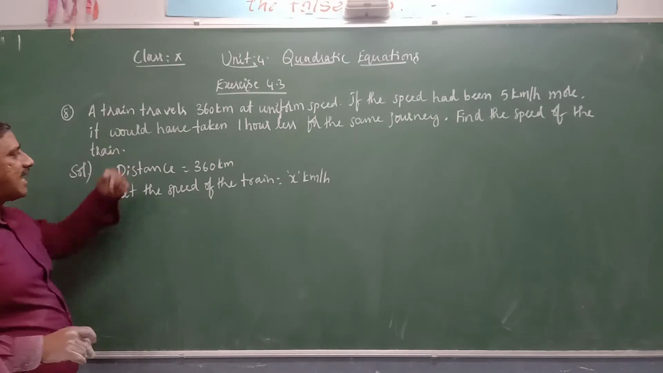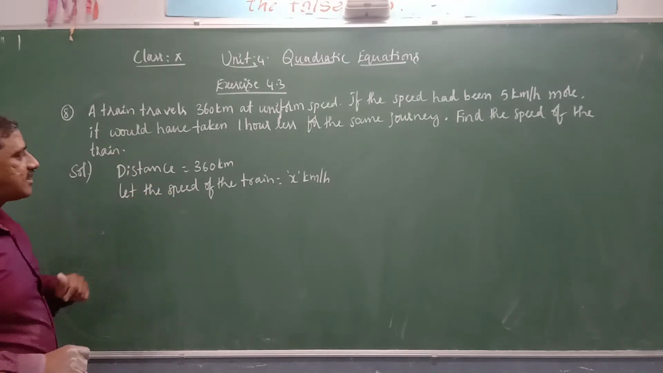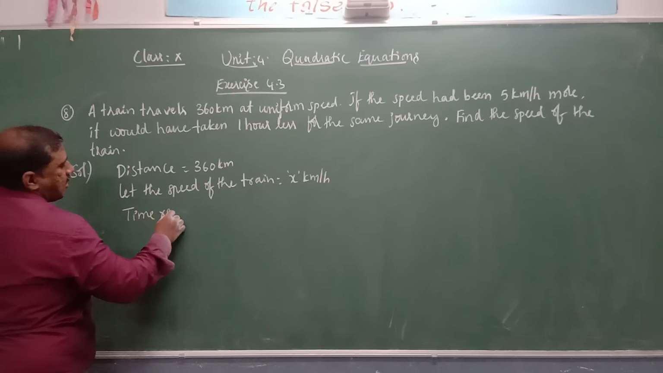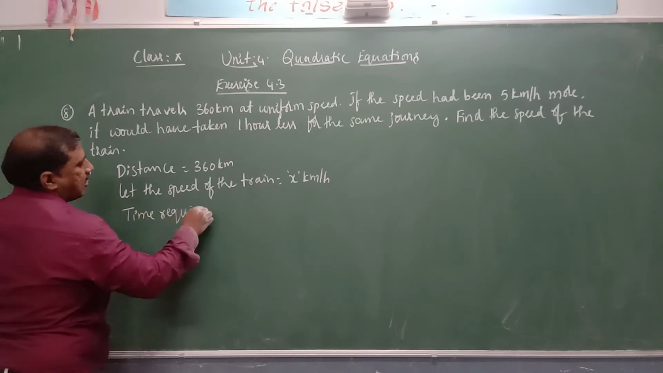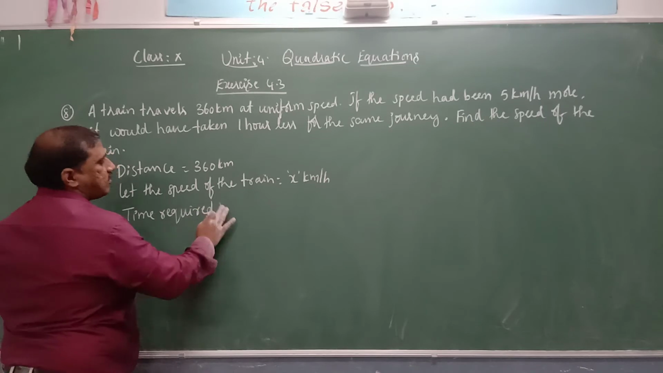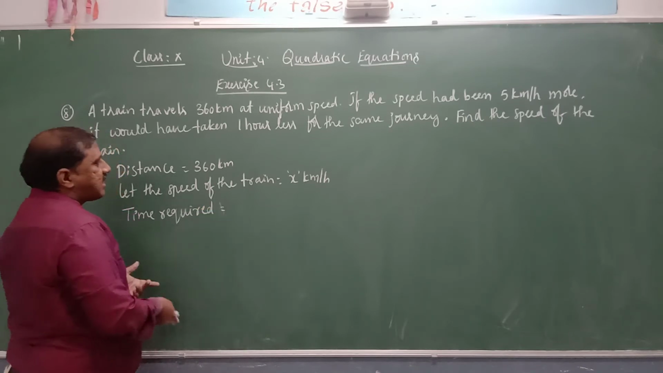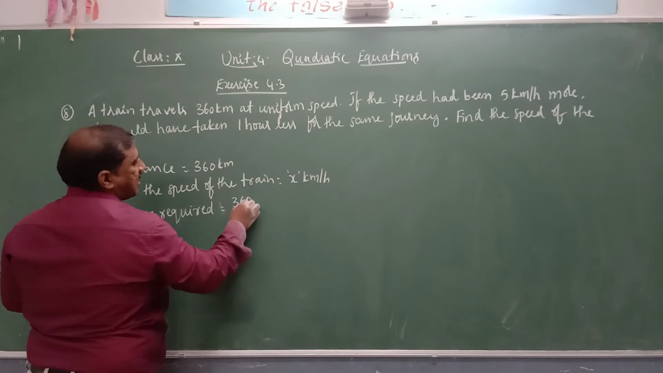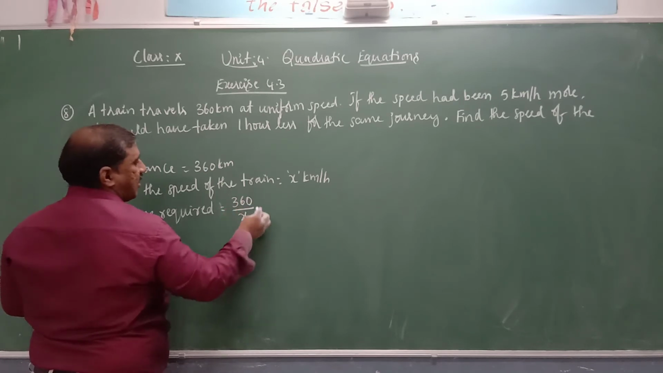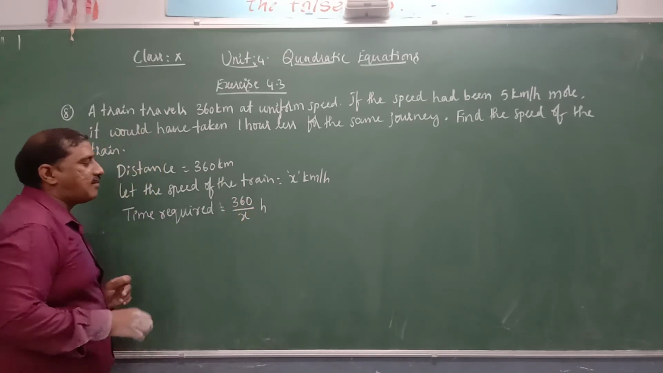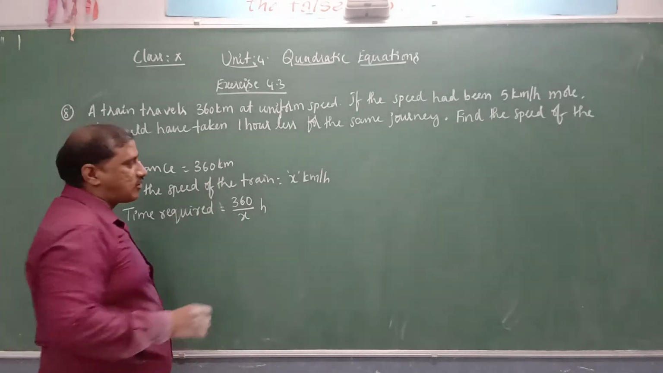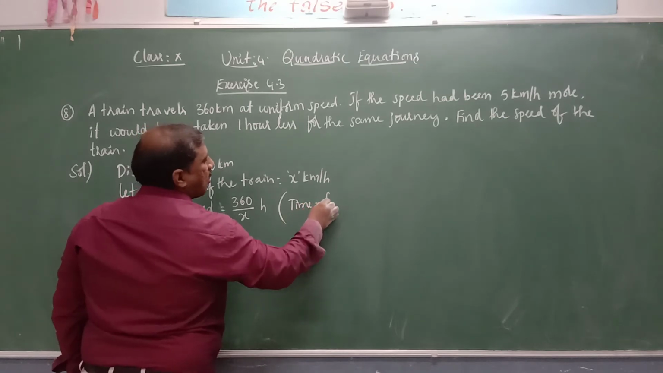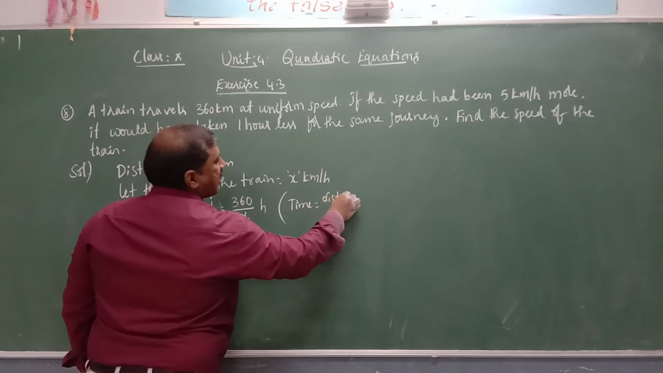Now what is the time taken by this to cover this distance? Time required is equals to, what is the formula? Distance by speed, that is 360 divided by x hours. Kilometers and kilometers will be cancelled. Formula for time is equals to distance divided by speed.